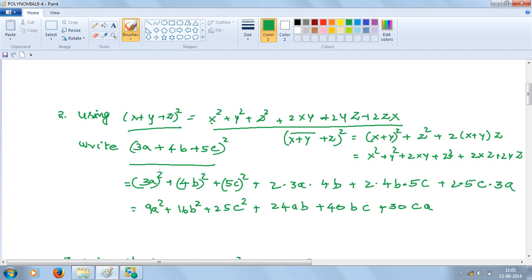So 3a the whole square becomes 9a square. When we see 9, 16, 25, we can easily recognize them as 3 square, 4 square, 5 square, like that. And then we can easily get the other factors. So we'll just move to the next problem.